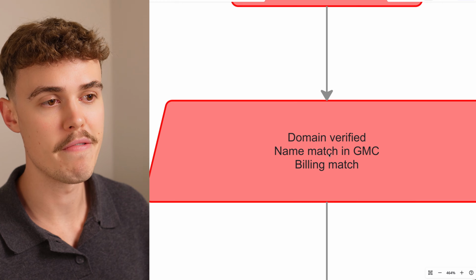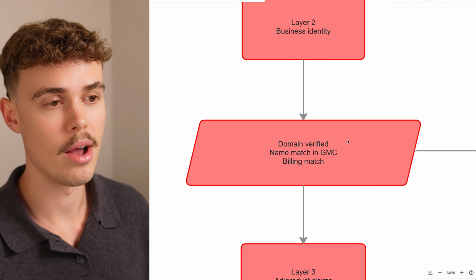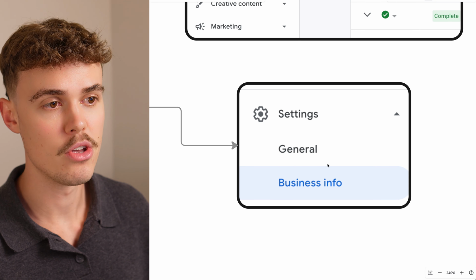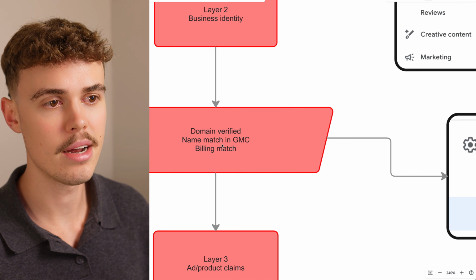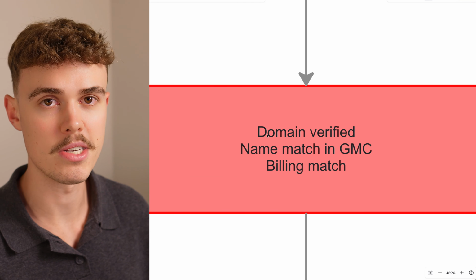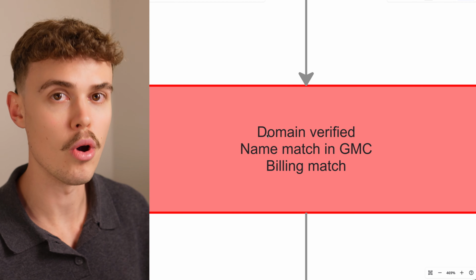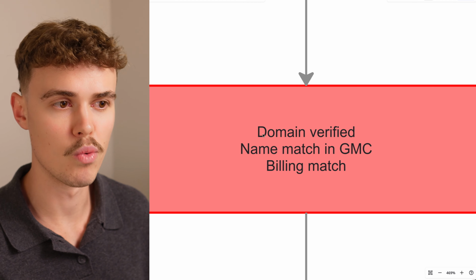So you need to make sure that you verify your domain. Now, first of all, to verify your domain, you want to head under business info here. On the left-hand navigation bar in Google Merchant Center, settings, business info, under here, you can verify your domain. You can basically put in your domain and prove to Google that you own the domain. Massive trust signal that really helps you.